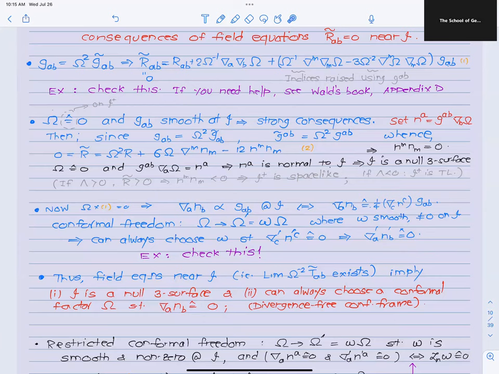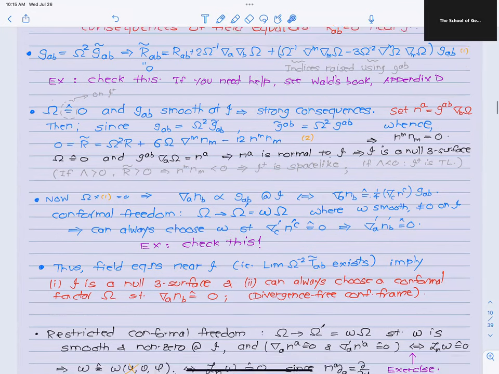In answer to a question that was asked a little bit before, if lambda is bigger than zero, then it turns out that n dot n is less than zero, and therefore scri is space-like. So if lambda is bigger than zero, in the de Sitter case, scri is space-like, and in the anti-de Sitter case, scri is time-like. And this simple fact causes a lot of problems in developing the radiation theory in the presence of a cosmological constant, which, if we have time, we can discuss at the very end.